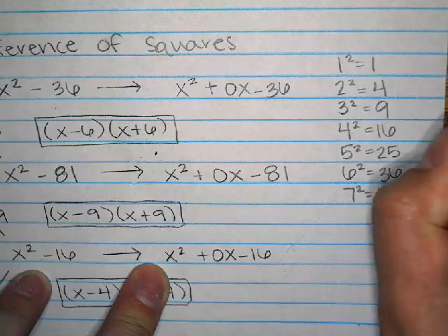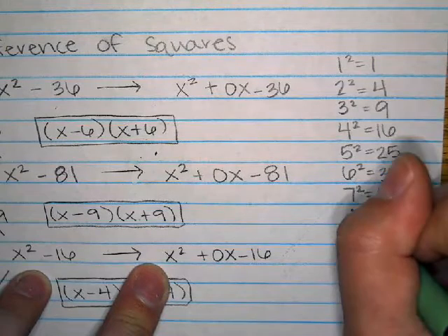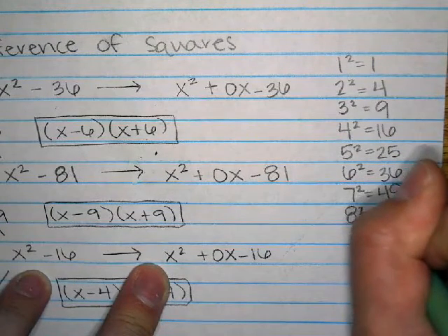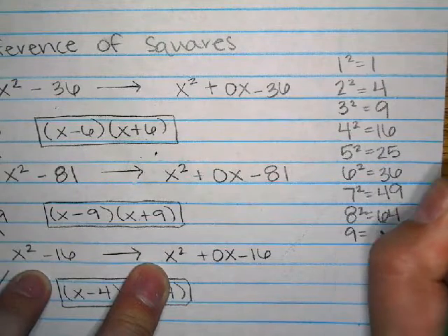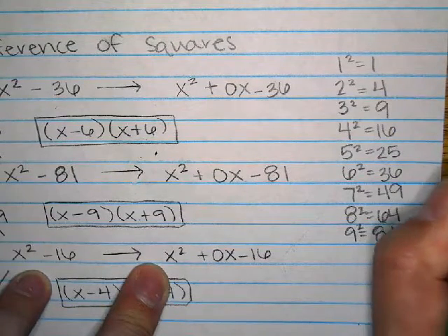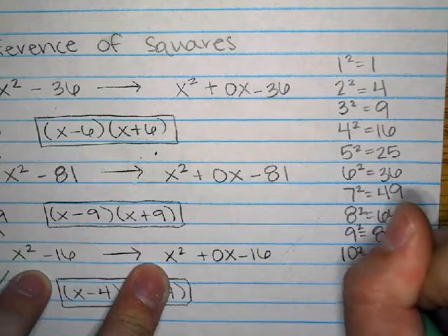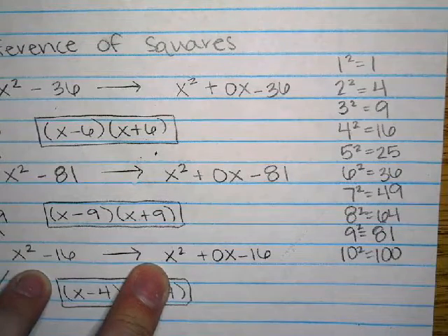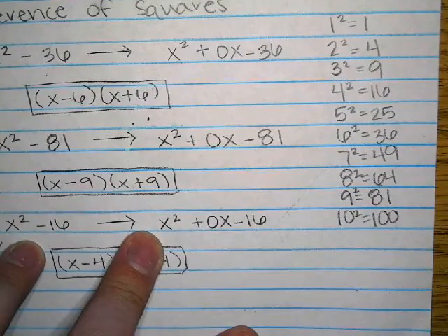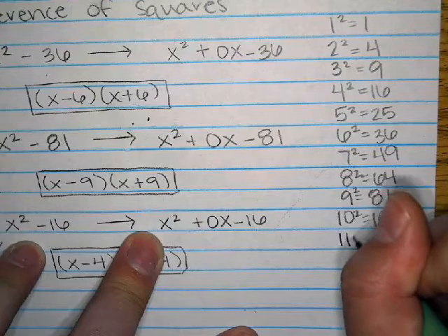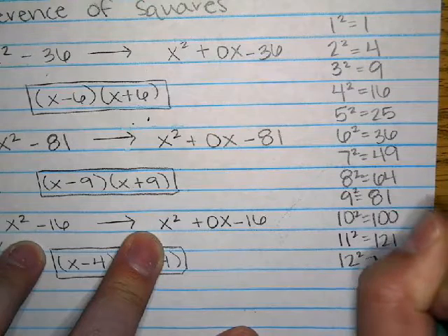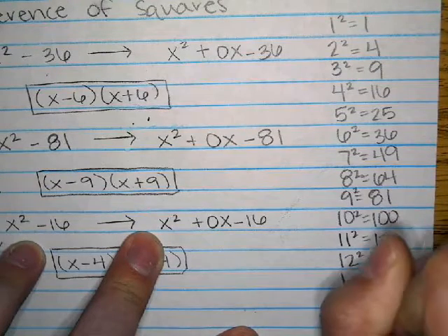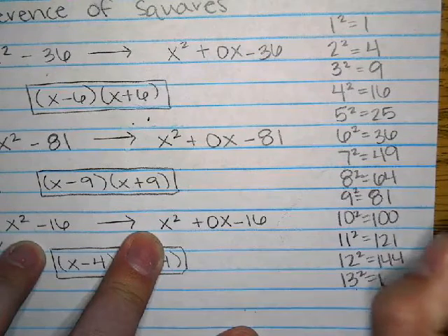8 squared is 64, 9 squared is 81, 10 squared is 100. How high did it go on your guys' papers? Anyone remember? 13, okay, so 11 squared is 121, 12 squared is 144, 13 squared is 169. We'll go ahead and leave it at that because that seems to be like the recognizable ones.